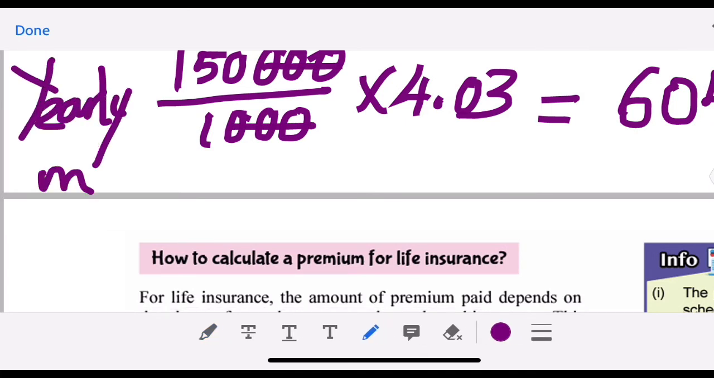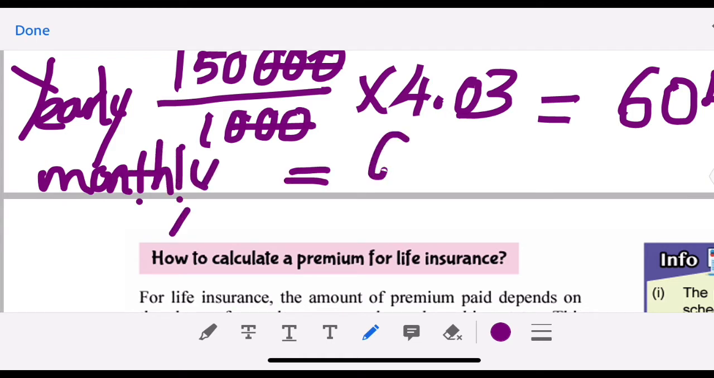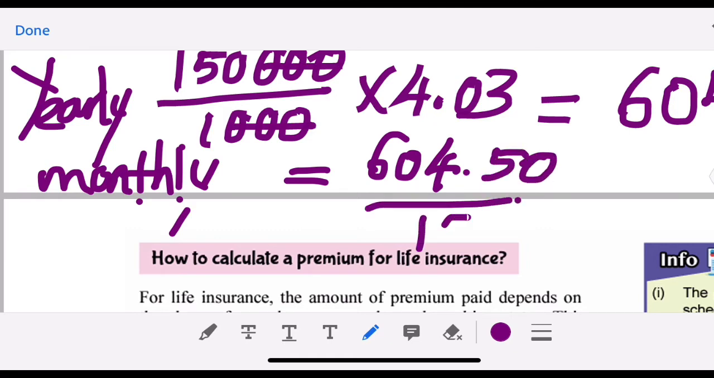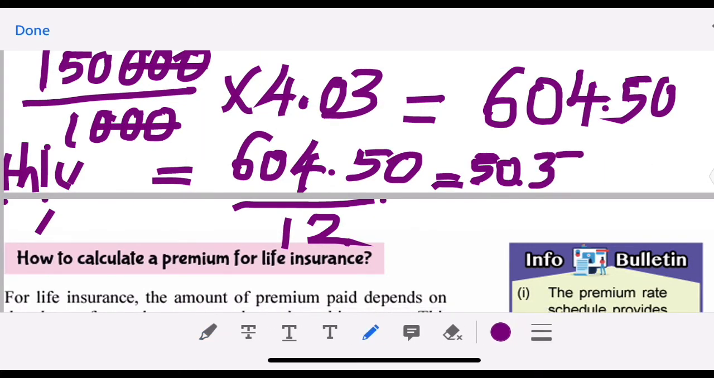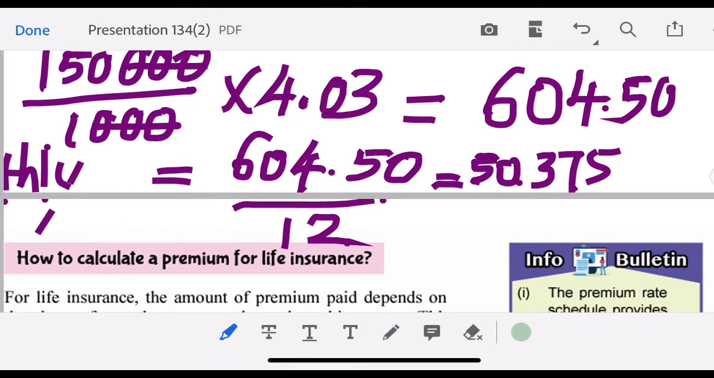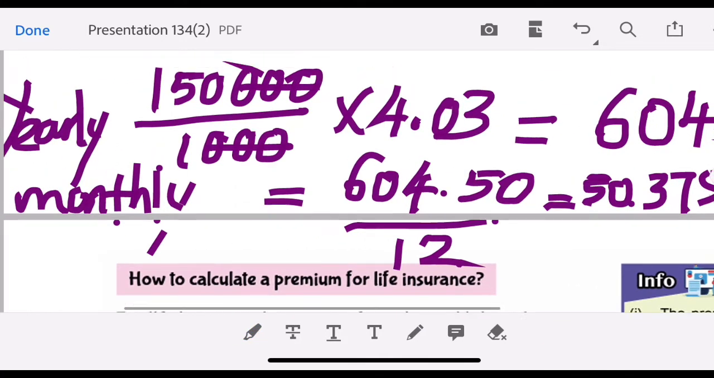So the monthly premium that Richie needs to pay will be 604.50 divided by 12. So the answer is 604.5 divided by 12, per month, so that means it is 50.375. Okay, this is actually the monthly premium that Richie needs to pay.